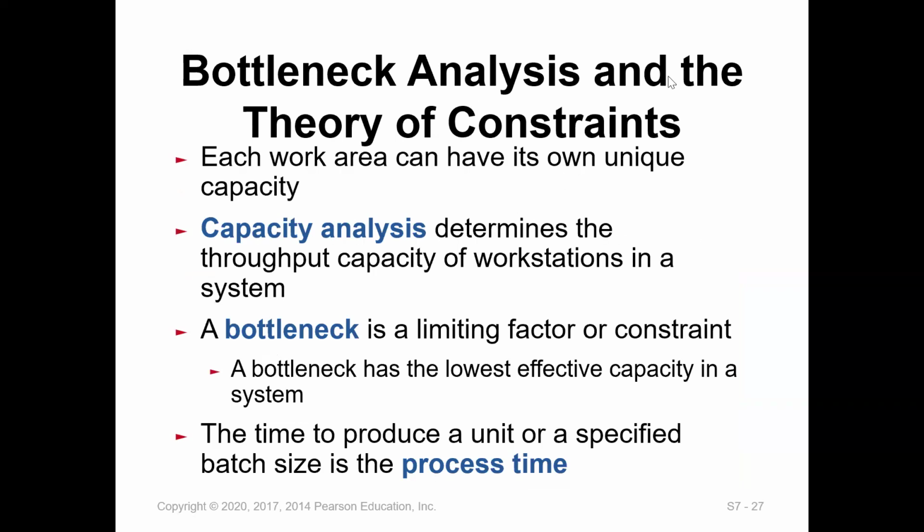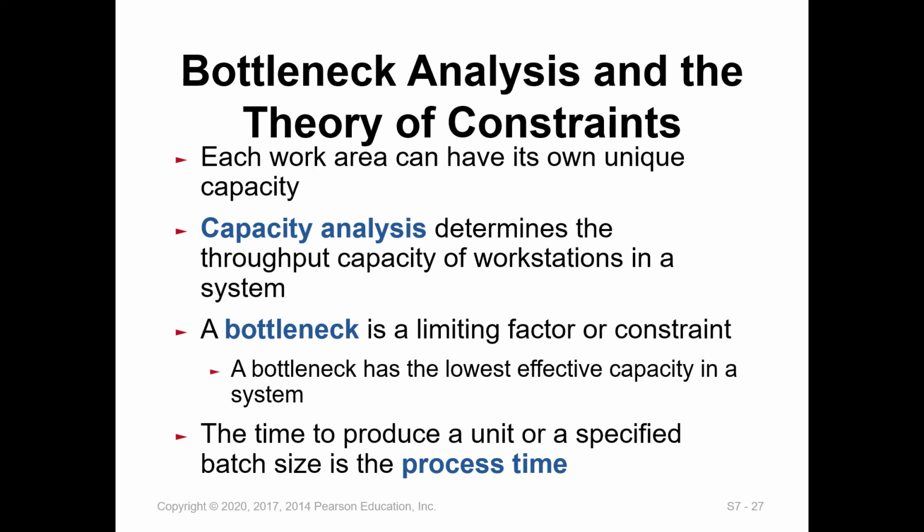So now, bottleneck analysis and the theory of constraints. Each work area can have its own unique capacity. Each area, everywhere, you have unique capacity. Capacity analysis determines the throughput capacity of workstations in a system. So in a system, we sometimes have workstations, a group of machines or people arranged to produce a specific thing or job, to produce something. Maybe it could be a code, it could be a product.